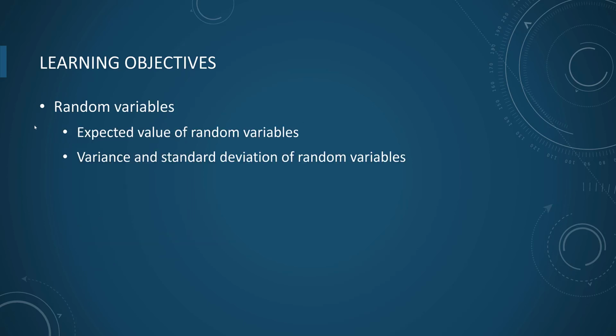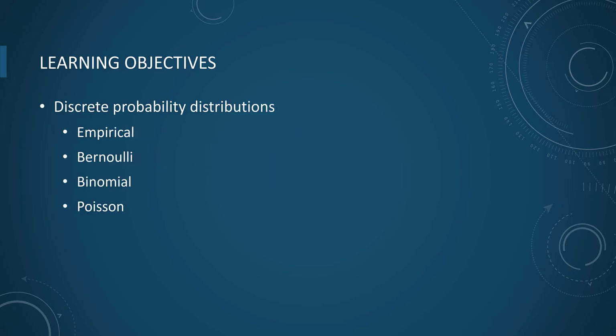And then we're going to look at random variables. Random variables can be discrete or continuous, and we'll look at how to compute expected value of random variables, and then the variance and standard deviation of random variables. And then we'll look at theoretical probability distributions, which are used in risk modeling.